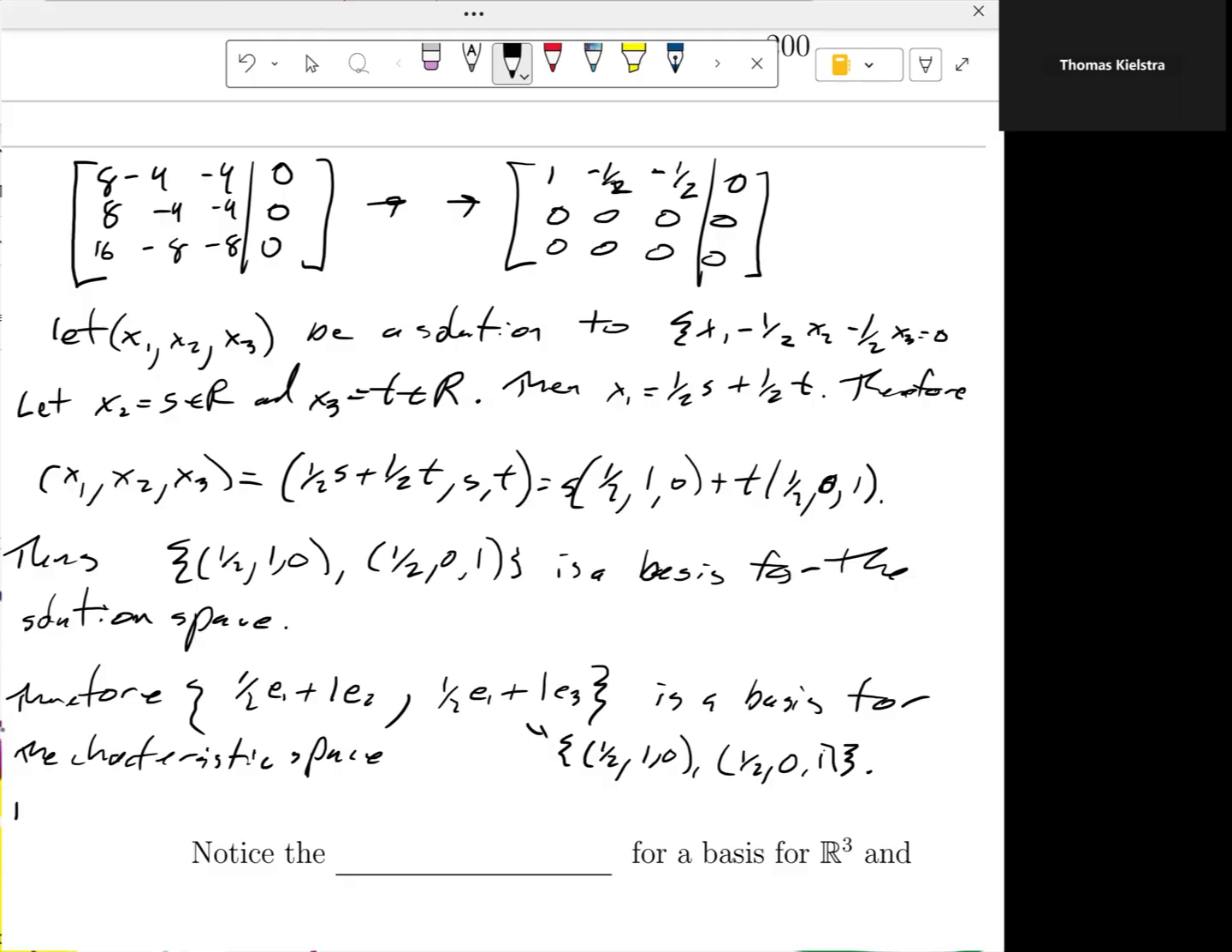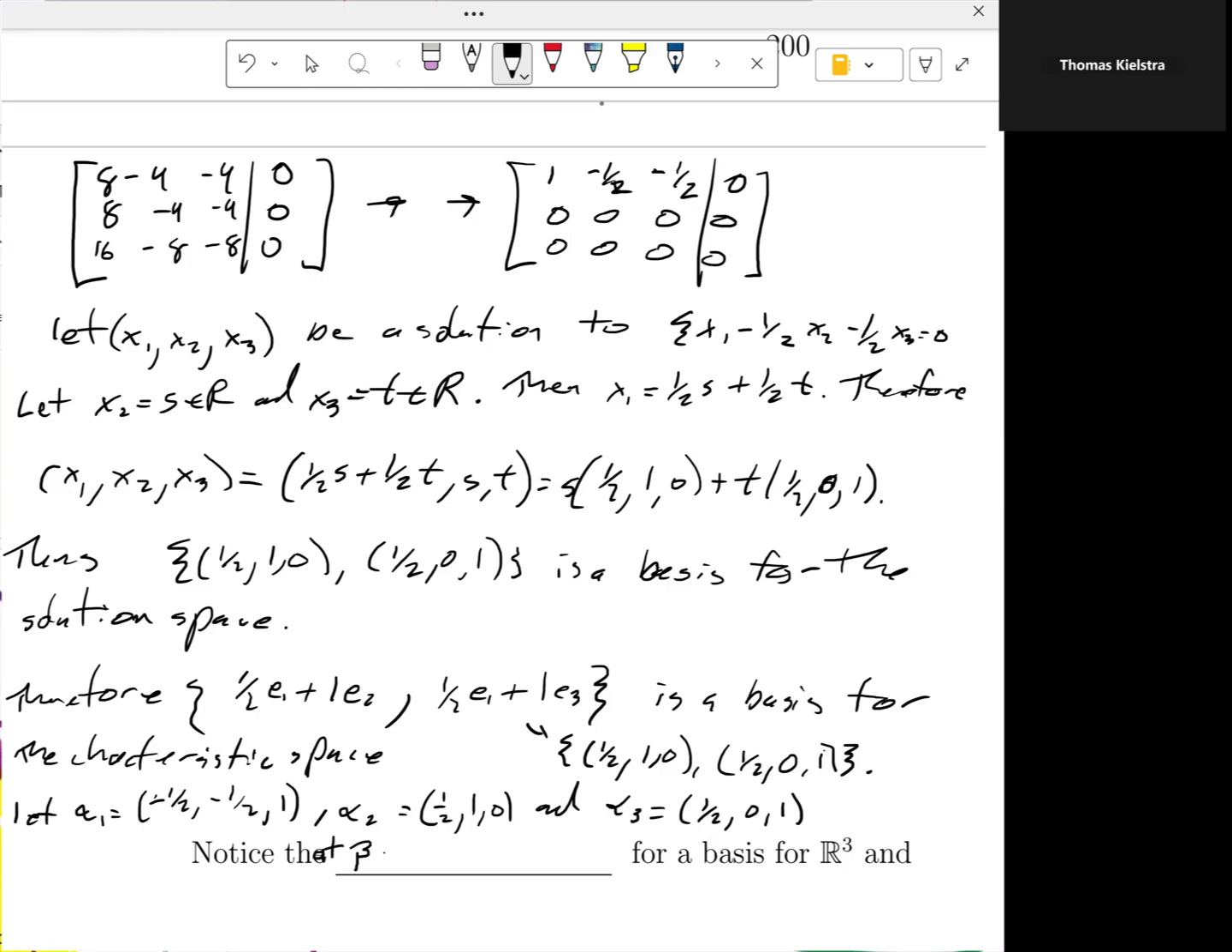Now that we've gotten our two bases, let alpha 1 equal the vector (-1/2, -1/2, 1), which was our basis vector for our characteristic space with characteristic value 3. We're going to let alpha 2 equal (1/2, 1, 0), and alpha 3 equal (1/2, 0, 1).